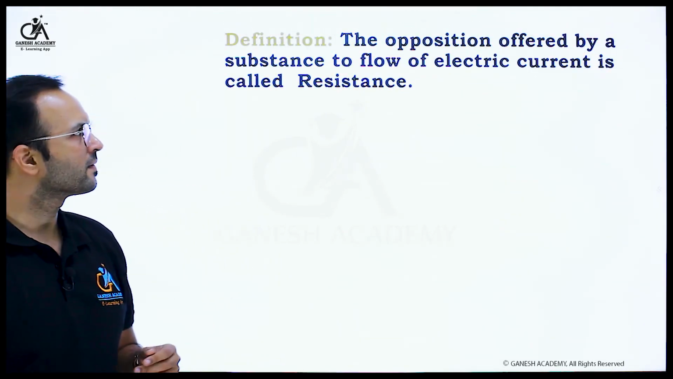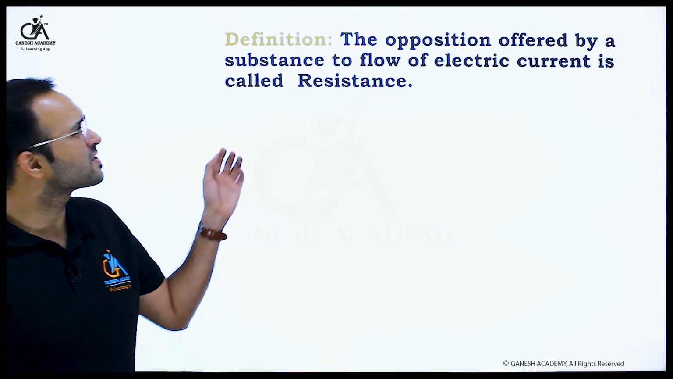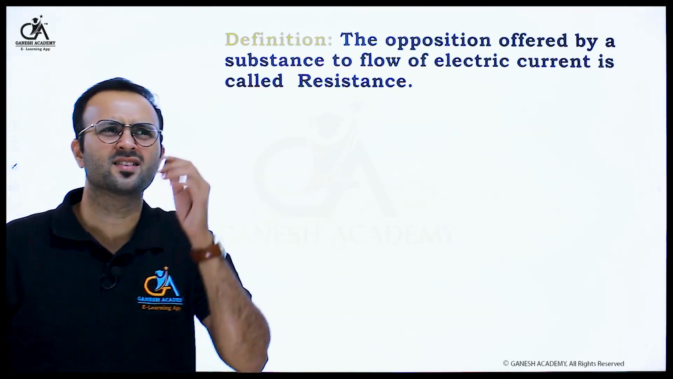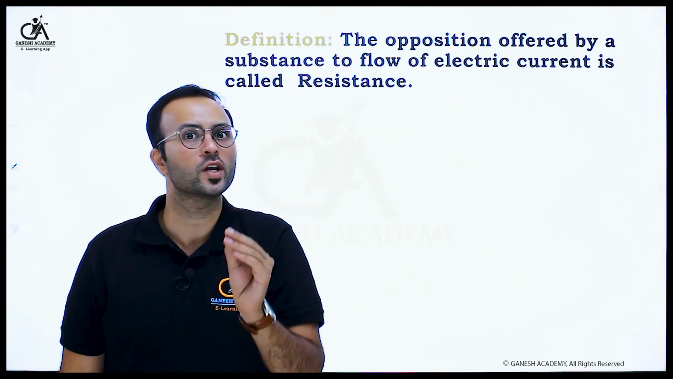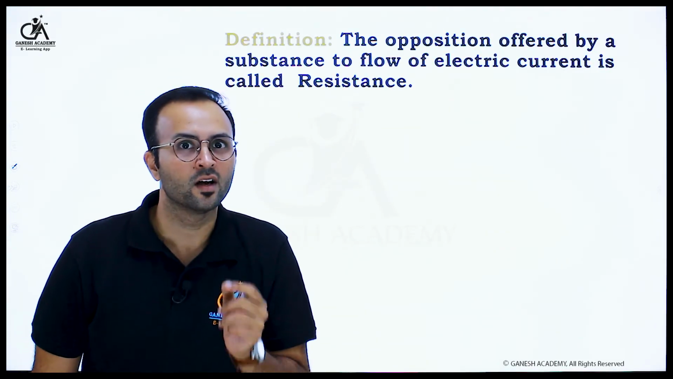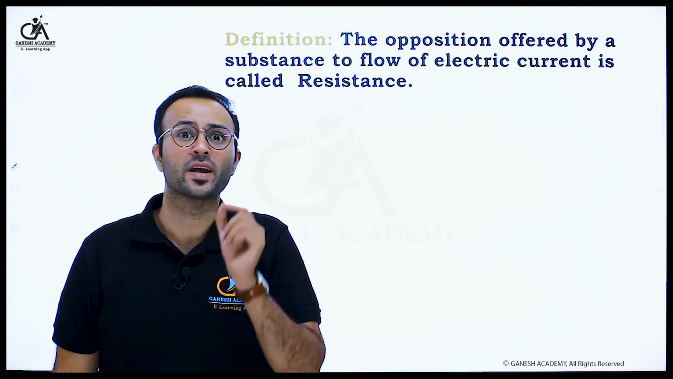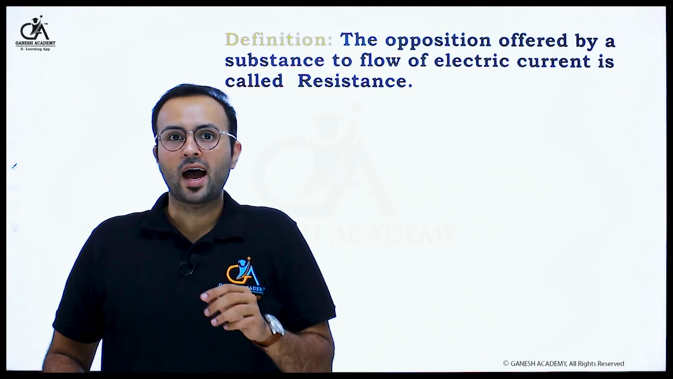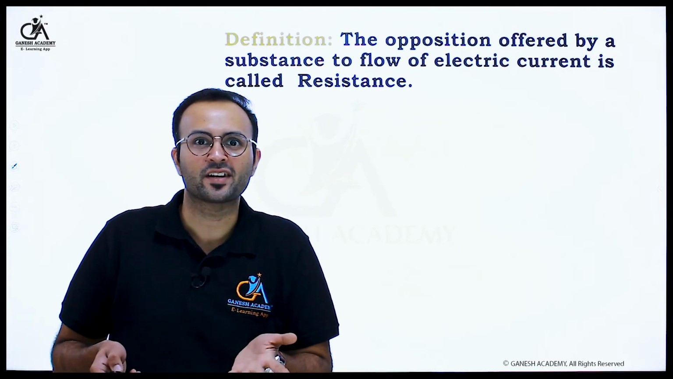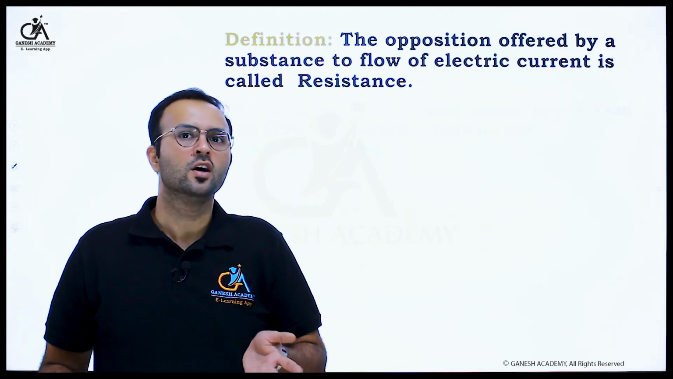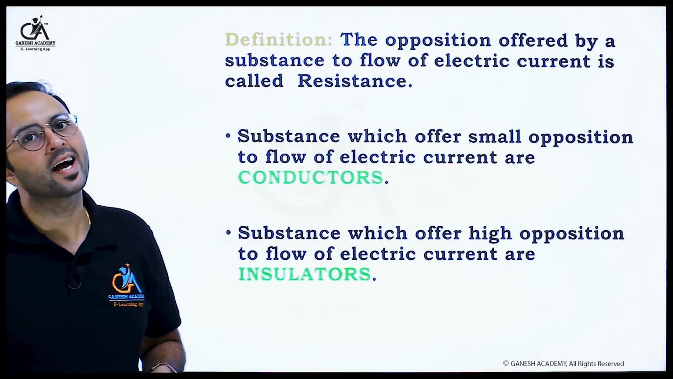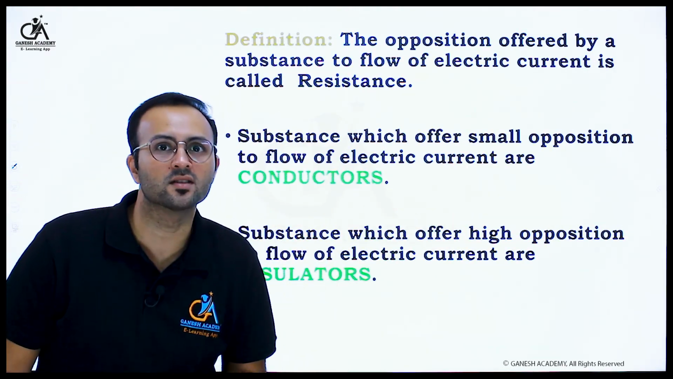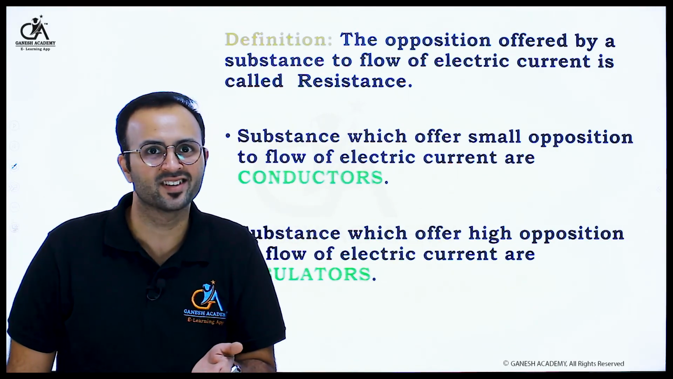Simply we can define that the opposition offered by a substance to the flow of electric current is resistance. Now, which substance is that? That might be a conductor or an insulator. You need to understand one thing. When it is a conductor, your resistance will be low. Conductors are materials in which electrons are happy to flow. And in insulators, electrons normally hate it and don't flow. So simply, you just need to understand that there will be less resistance in conductors and more resistance in insulators. Thank you.